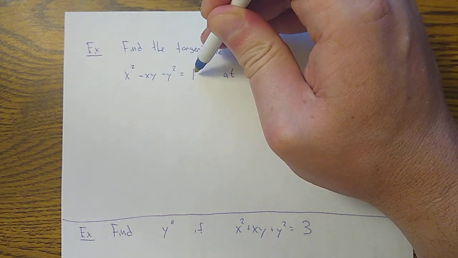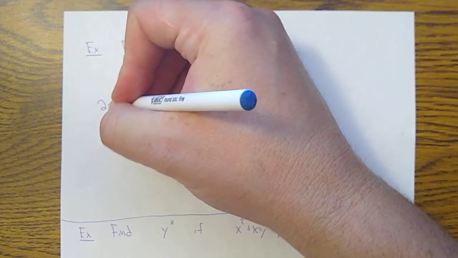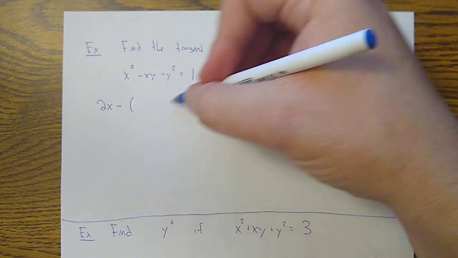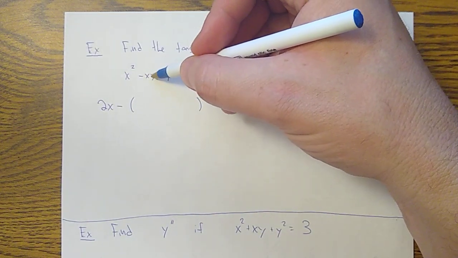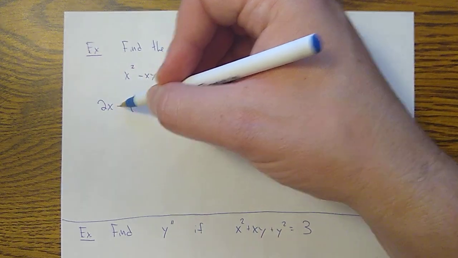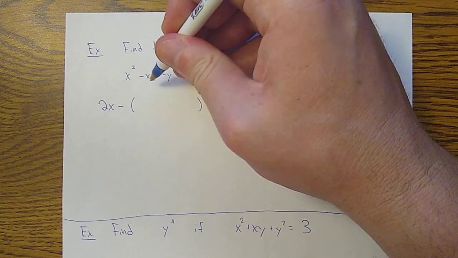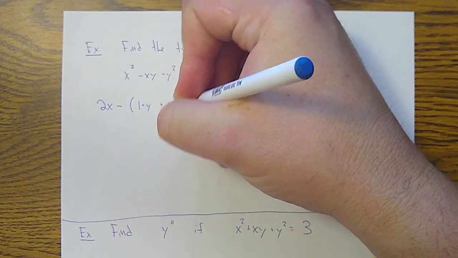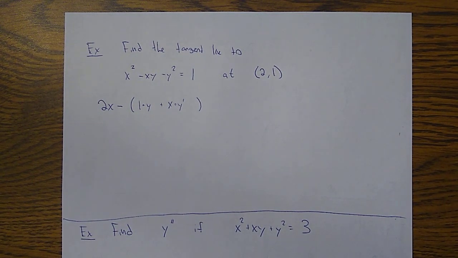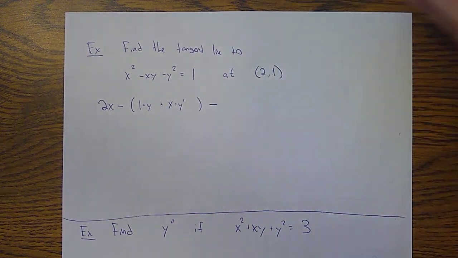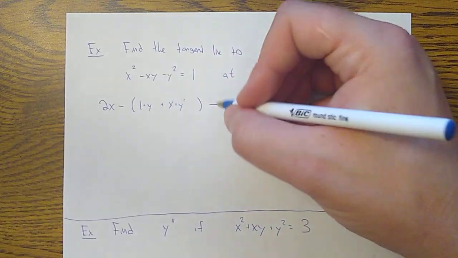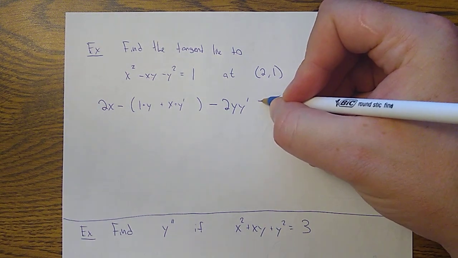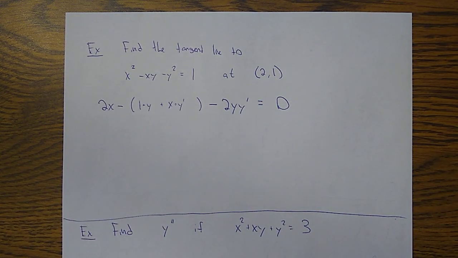So I'm doing the derivative of both sides with respect to x. So I get 2x minus, and now I'm going to carefully use parentheses because I'm about to do the product rule, and I don't want to forget that this minus sign has to go to both parts of the product rule. But the derivative of xy is 1 times y plus x times y prime. Right? Yeah, I chose a lot of examples that involve y squared, but so the derivative of y squared is 2y times y prime again, and that equals 0.